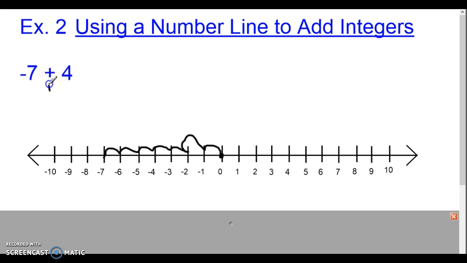Then from here, I'm going to add. If there's no sign in front, I know it's positive. So now I need to move to the right 4 spaces. 1, 2, 3, 4. Now it would give me -3. So -7 plus 4 would give me -3. Now, some of you may be saying, I can do this in my head, and for the time being, we're going to practice using our number line, but that's a good thing if you can do this already in your head.